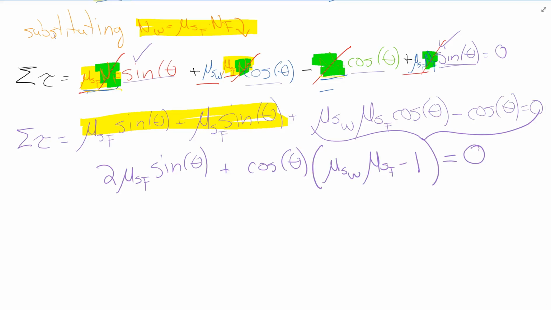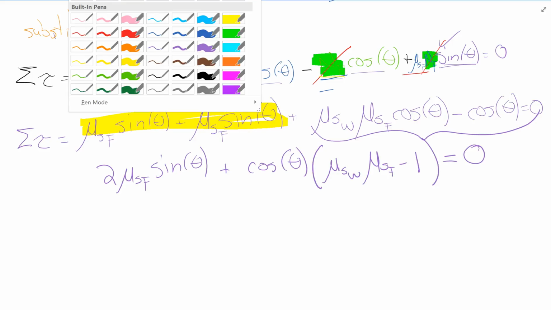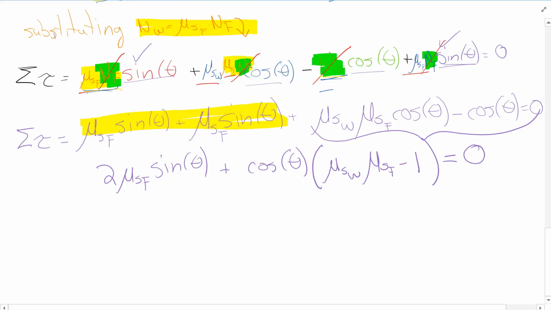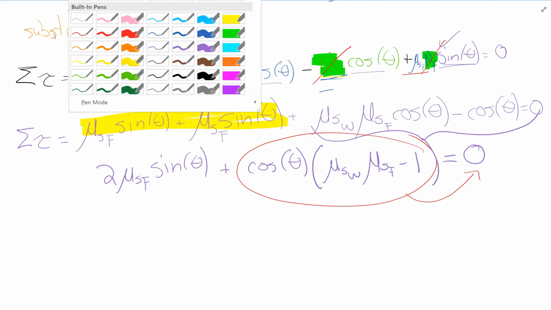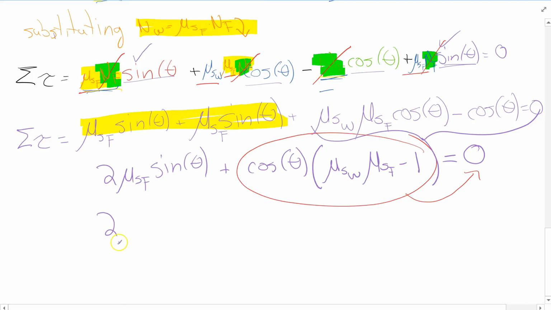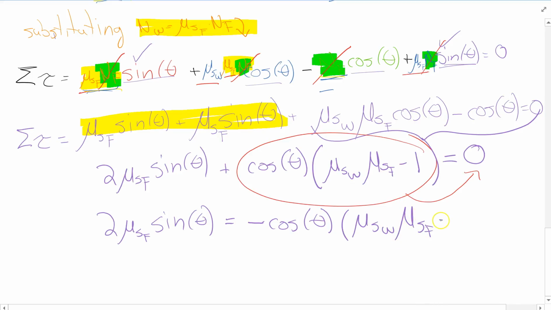What I want to do is isolate my theta pieces. The next major thing I'm going to do is move my variables from one side of the equal sign to the other. I'm going to move one of my terms. So I'm going to pick one randomly. I'm going to pick this term here, and I'm going to move it to the other side of the equal sign. So what's that going to look like? Well, I'm going to get 2 mu static from the floor sine theta equals negative cosine theta times mu static from the wall times mu static from the floor minus 1.